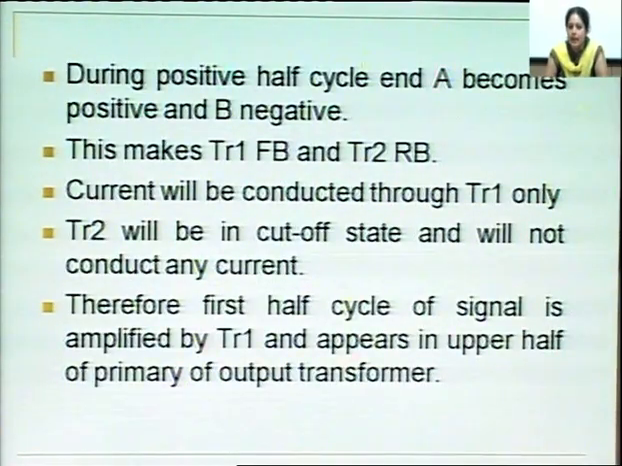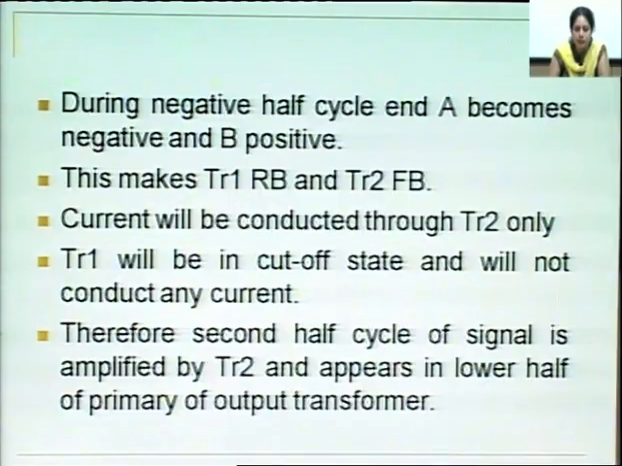During the positive half cycle, A becomes positive and B negative, that is, transistor TR1 is forward biased and transistor TR2 is reverse biased. Current will be conducted through transistor 1 only, and transistor 2 will be in cutoff state and will not conduct any current. Therefore, the first half cycle of the signal is amplified by transistor 1 and appears in the upper half of the primary of the output transformer. But during the negative half cycle, A becomes negative and B positive, so now transistor 1 will be reverse biased and transistor 2 will be forward biased. The current will be conducted through transistor 2 only, and transistor 1 will be in cutoff state and will not conduct any current now.